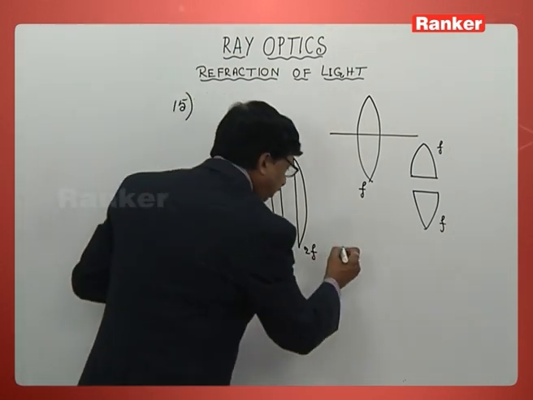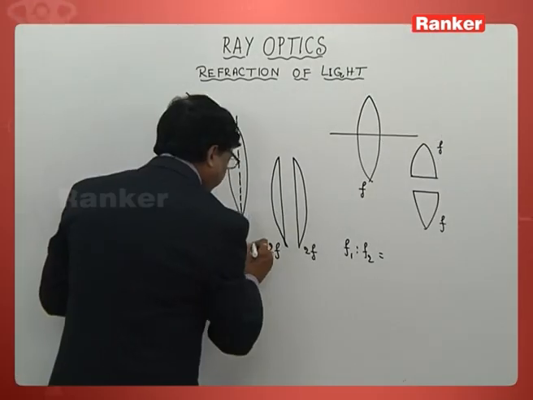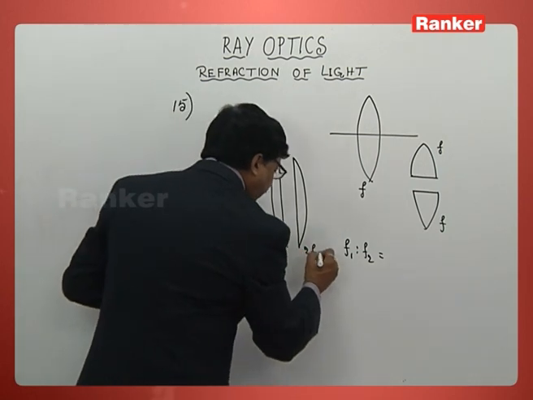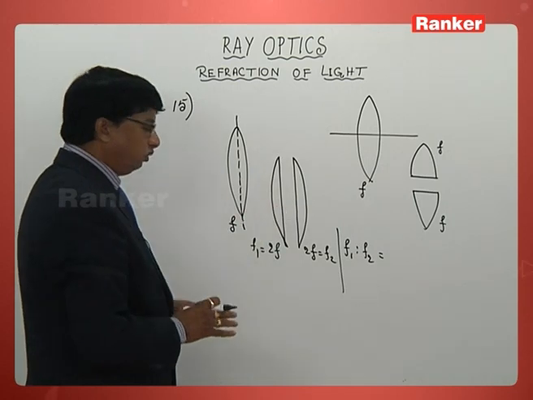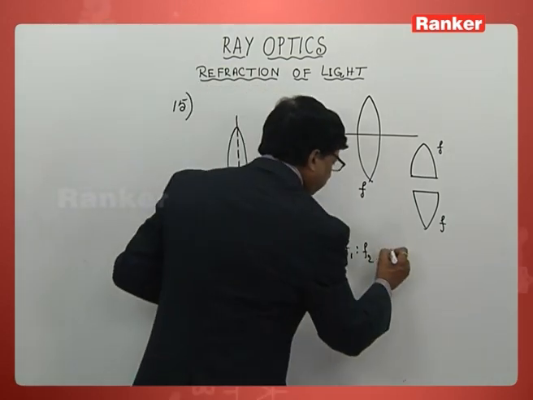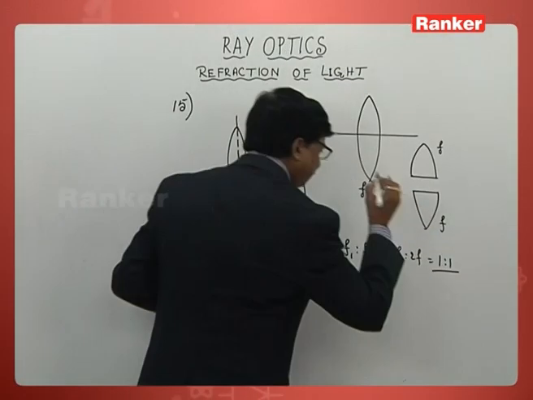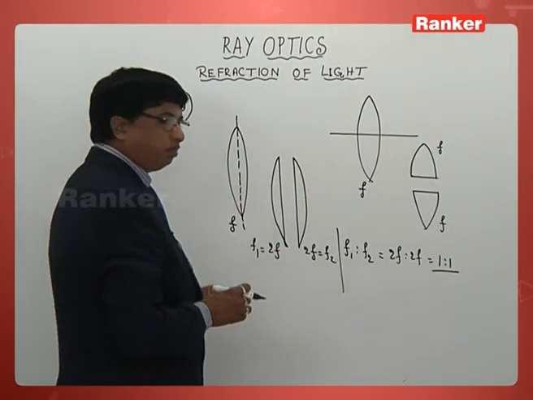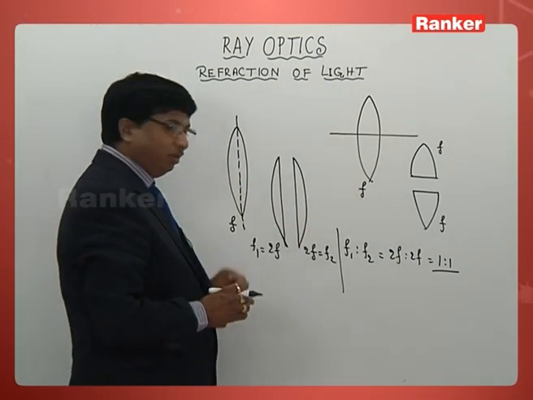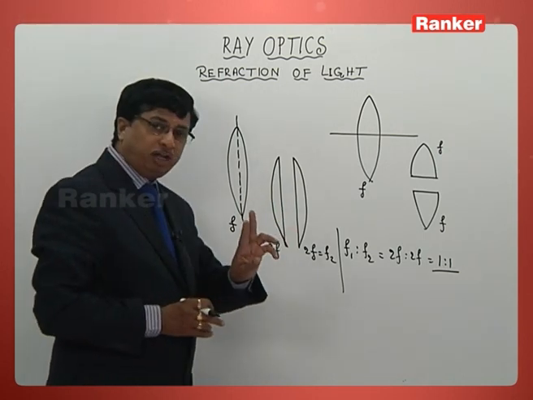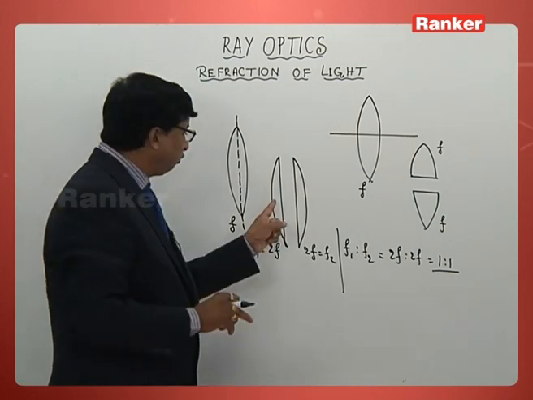What is the ratio of their focal lengths? That is the question. This is f1 I take, this one is f2 I take. What is f1 is to f2? That is the ratio. So automatically we can write 2f is to 2f, which now becomes 1 is to 1. Only thing you need to understand in this particular case is when we cut the lens this way or this way, the ratio of focal lengths will be 1 is to 1 only. But individual values will differ in this particular case.